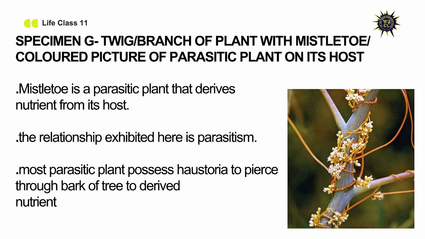Parasitism. So the mistletoe or the parasitic plant is a parasite that lives on the host and derives important physiological needs. Now, most parasitic plants possess what we call the haustoria that pierces through the bark of the tree to derive their nutrients. So that's what you should know about specimen G.